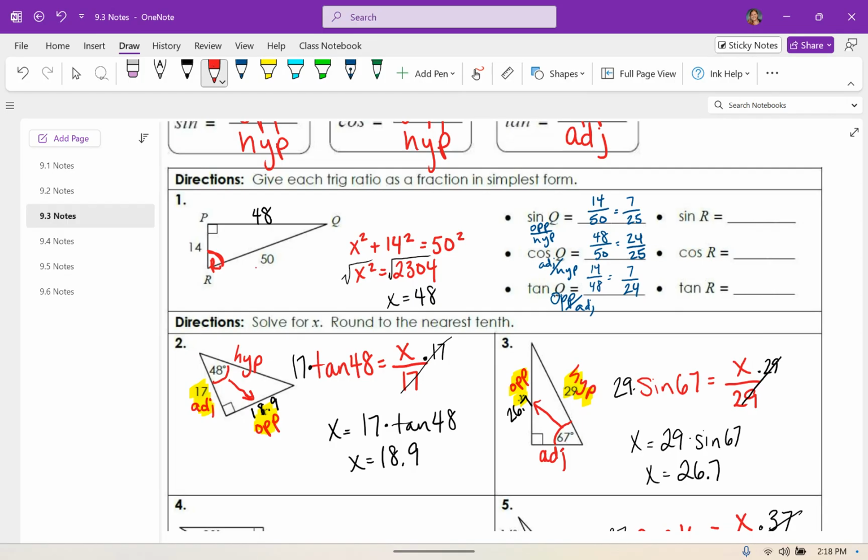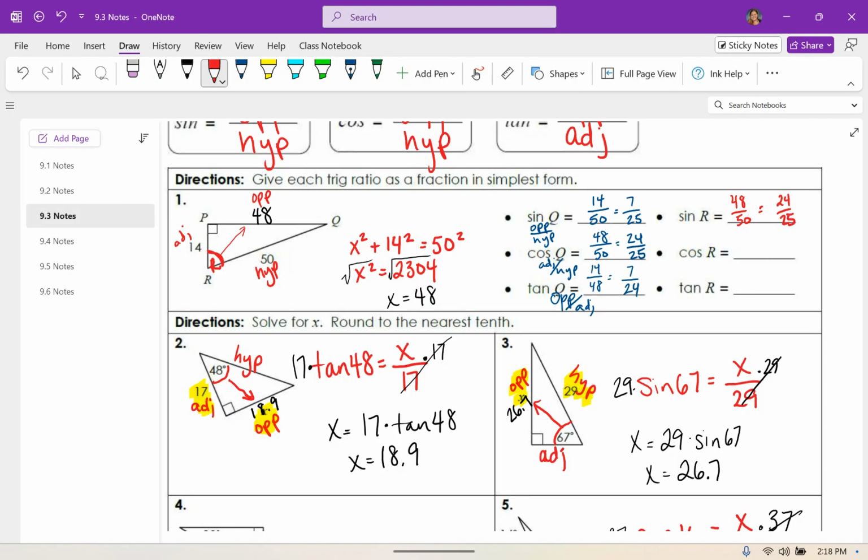So what is the hypotenuse? It's still 50. But now R, across from R, is opposite, and next to R is adjacent. So my opposite and adjacent have switched. So sine of R is opposite over hypotenuse. So 48 over 50, which is 24/25.